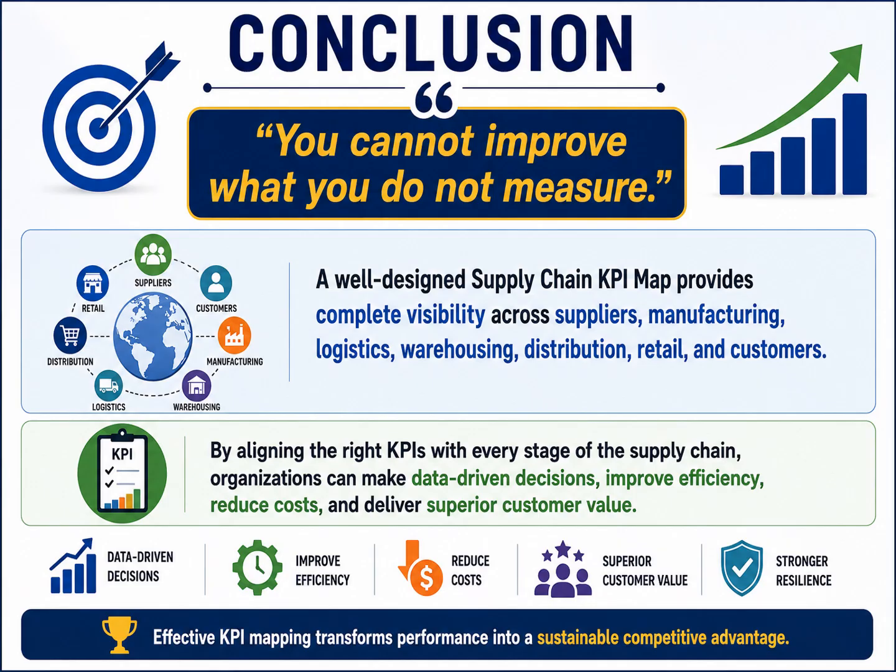Let us conclude this presentation with a timeless quote that perfectly captures the essence of supply chain performance management. You cannot improve what you do not measure. So, a well-designed supply chain KPI map provides complete visibility across suppliers, manufacturing, logistics, warehousing, distribution, retail, and customers. By aligning the right KPIs with every stage of the supply chain, organizations can make data-driven decisions, improve efficiency, reduce costs, and deliver superior customer value.